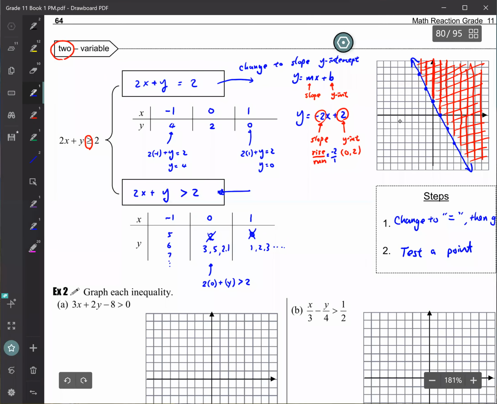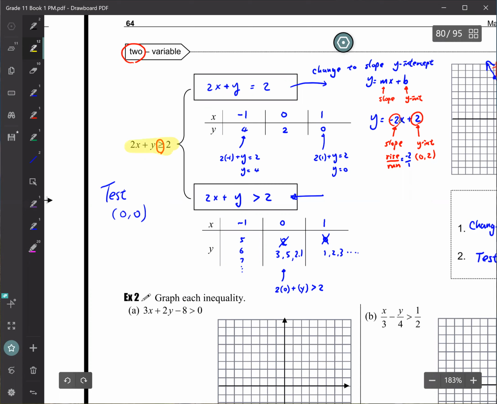This part, the yellow highlighted, is the question. We plug 0, 0 into the question. So you get 2 times 0 plus 0 greater or equal to 2. And then we want to see if the left side and right side make sense. If you simplify the left side, you get 0, greater or equal to 2. So you think about, is this true? Is 0 bigger or equal to 2?